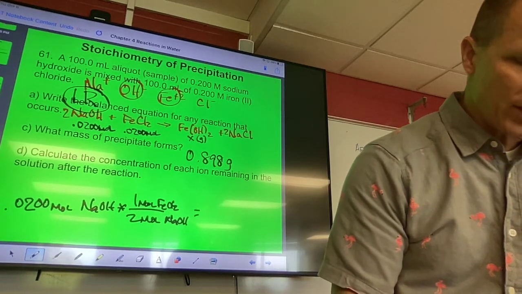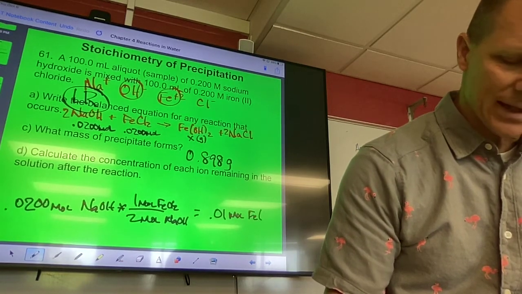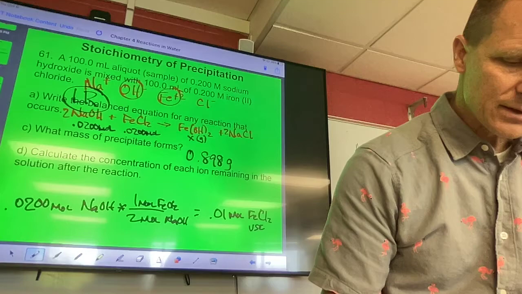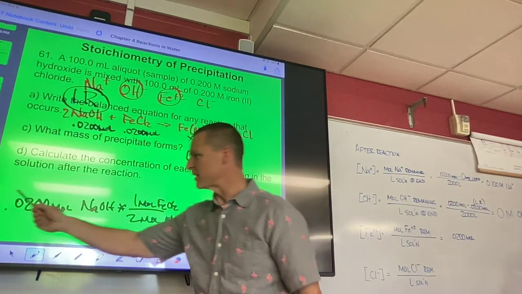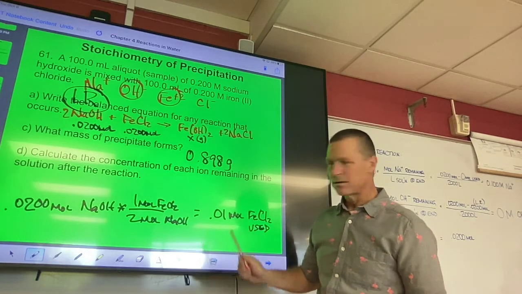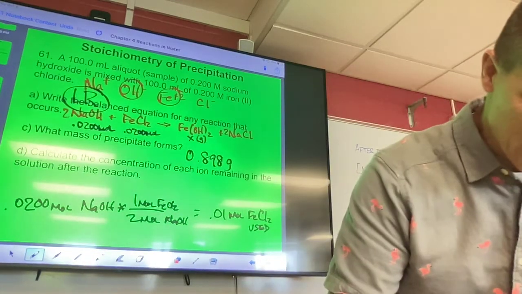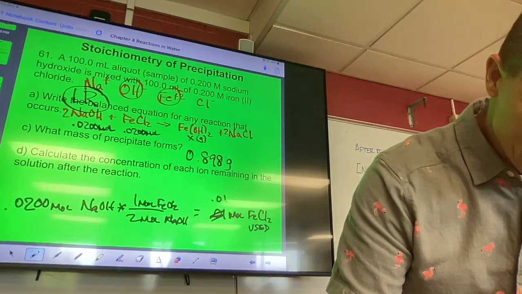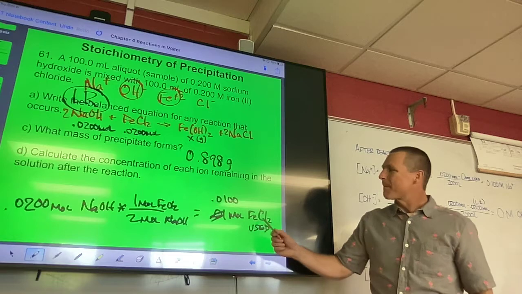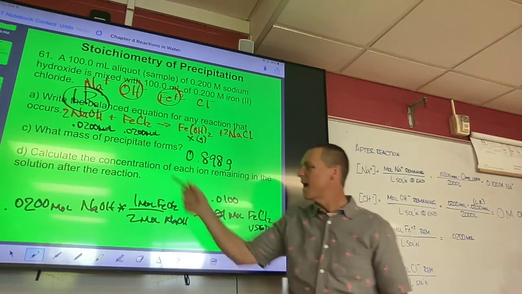That's it. 0.02 divided by 2 is 0.01 moles of FeCl2 got used. I know all that reacted because that was the limiting reactant. That means that amount, I didn't round to sig figs. I'm more interested in the concept right now than the sig fig mechanics. If it really bothers you, there. Okay, so that's how much got used. I started with 0.02, I used 0.01.